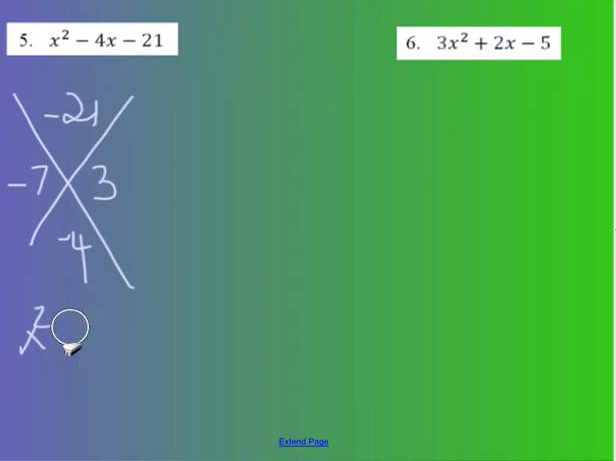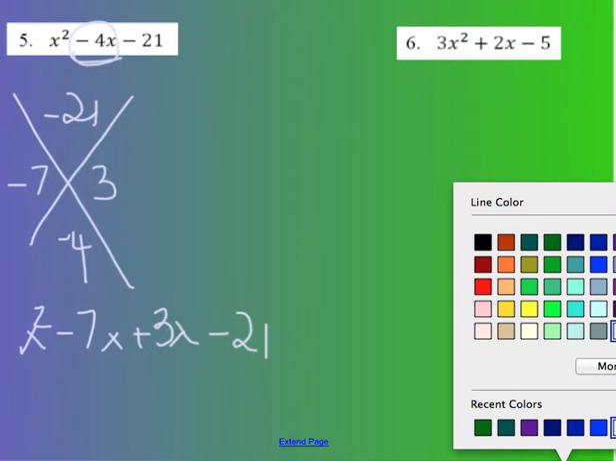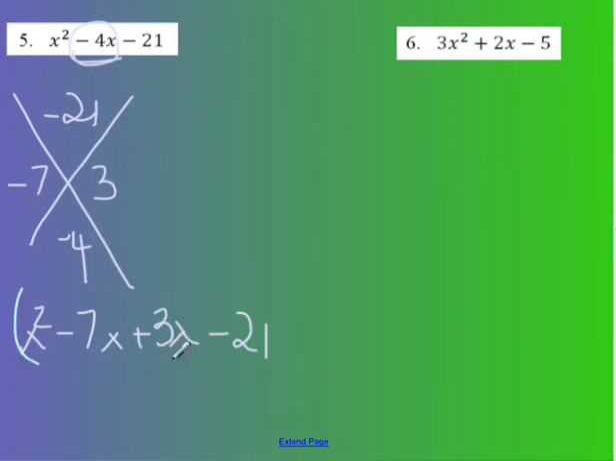Okay, keep the first term the same, but then I'm going to split up negative 4x, and I'm going to write it as negative 7x plus 3x, and then again, that last term is going to stay the same. And now I'm ready to factor by grouping. So I'm going to make my two groups.